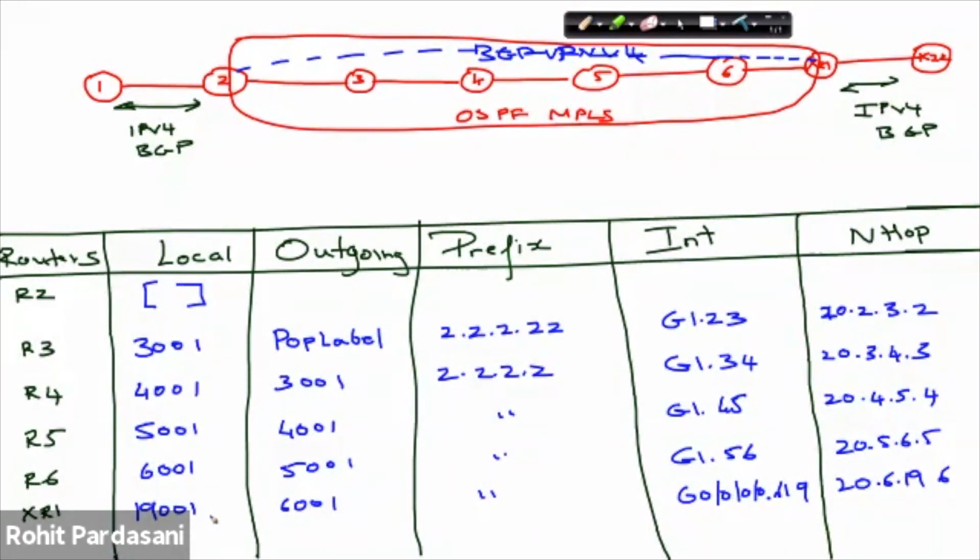But that label here is irrelevant because there's no neighbor behind XR1 at this point of time. In the future, if a new LDP neighborship comes behind XR1, then he would advertise 19,001 to that neighbor. But at this point of time, as per this diagram, it's irrelevant. So this is from a control plane perspective. Now from a data plane perspective.